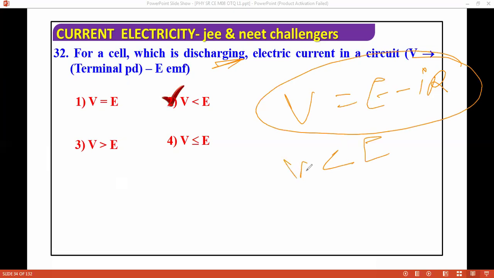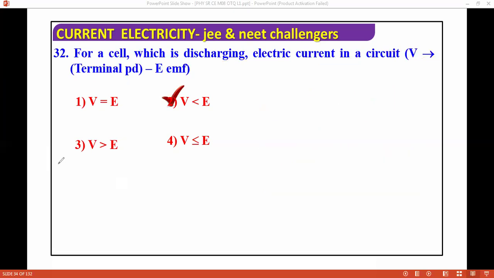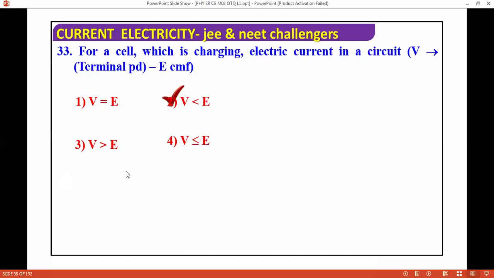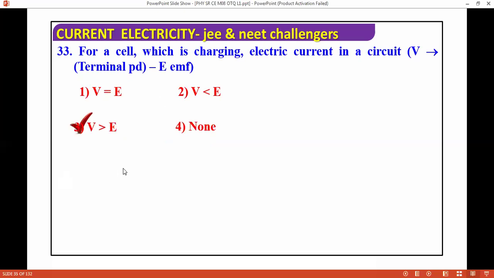Again, this is a very good question. Take care of this concept. If you don't know, go through the concept, then only you can attempt such questions. Otherwise, you can't do them. There is no shortcut. Come here. For a cell which is charging, again it's an easy question, I already explained. Here V will be greater than E.